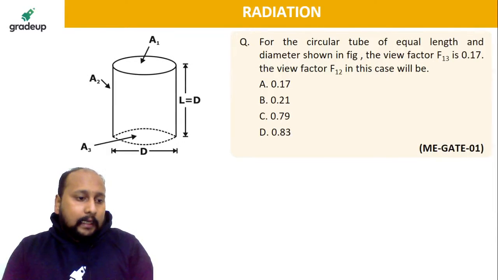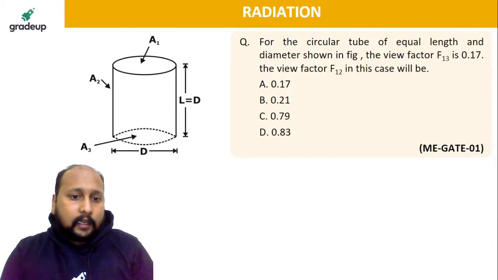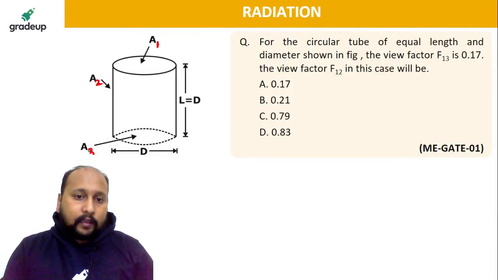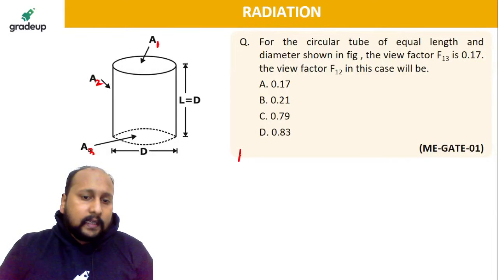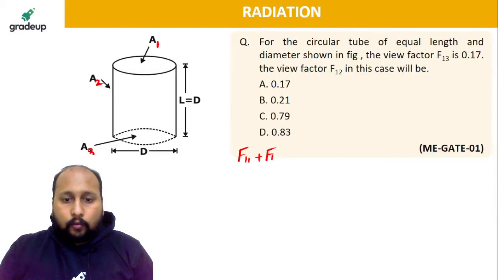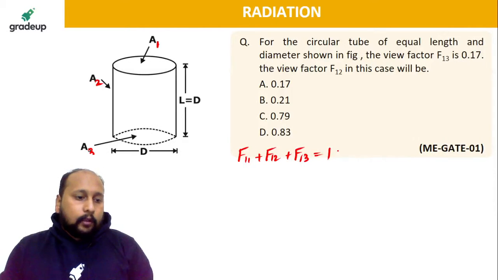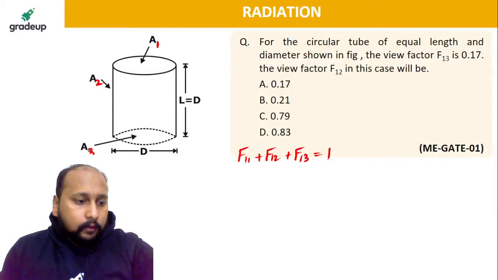Yes, quickly, what will be the answer for this question? There is a circular tube and we have three surfaces. This is surface 1, this is surface 2 and this is surface 3. F13 is given, F12 you have to calculate. Now we can use the summation rule: F11 plus F12 plus F13 is equal to 1. Can anyone tell me what will be the value of F11?